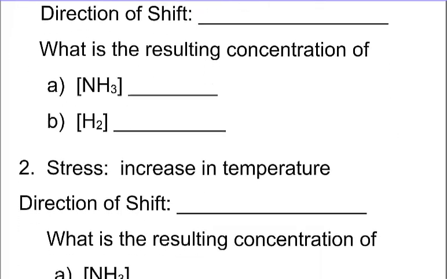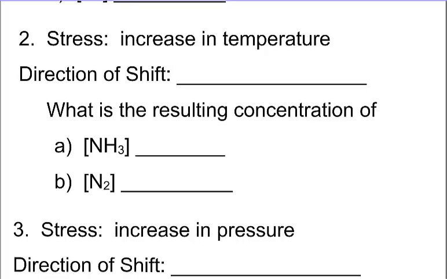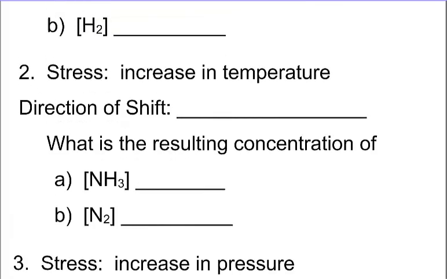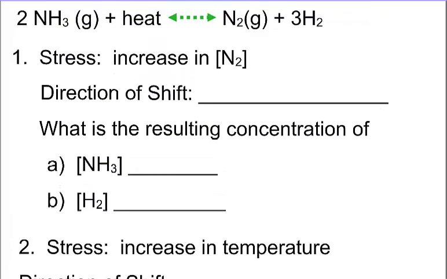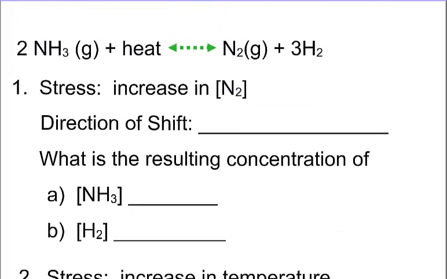Number 2 asks you about the stress involving temperature. If you increase the temperature, again, determine the direction of the shift and what would the resulting concentration be of NH3, which is a reactant, and also N2, which is a product. So they want to know what the concentration change would be on a reactant and the product side.